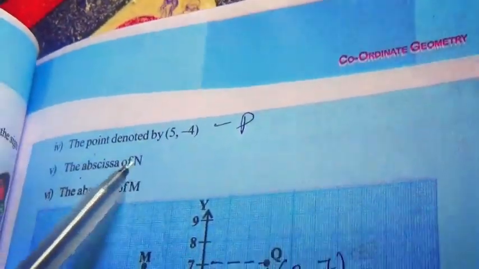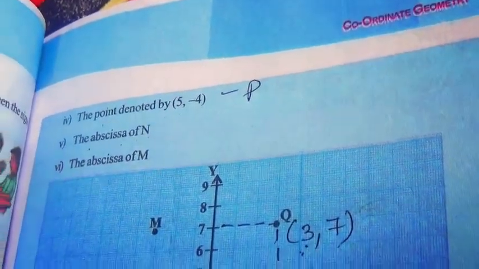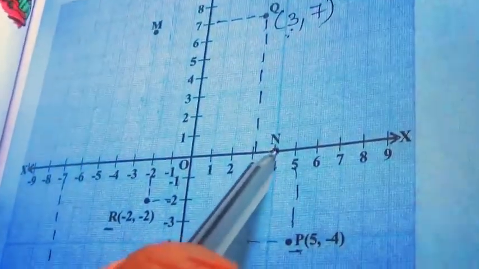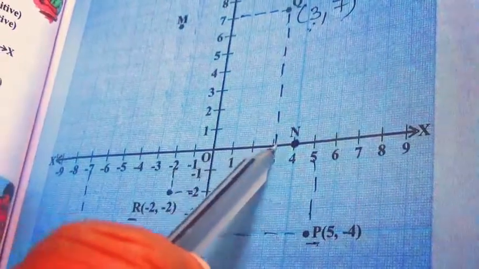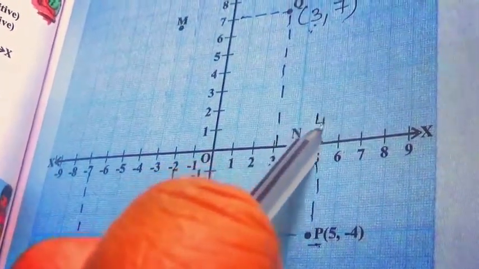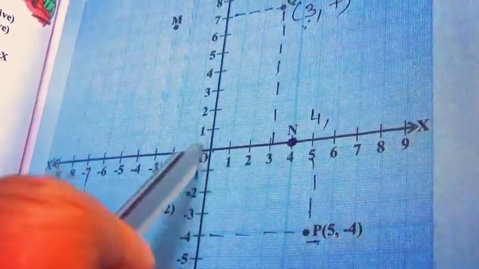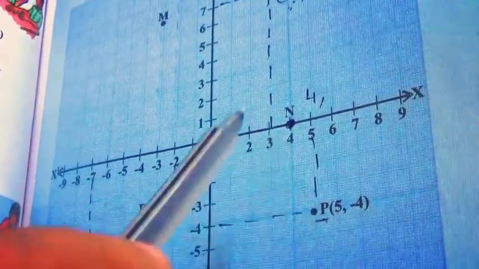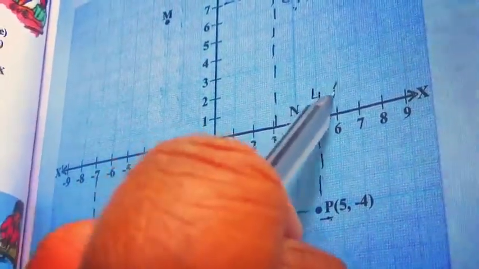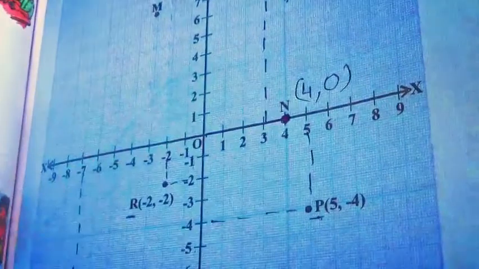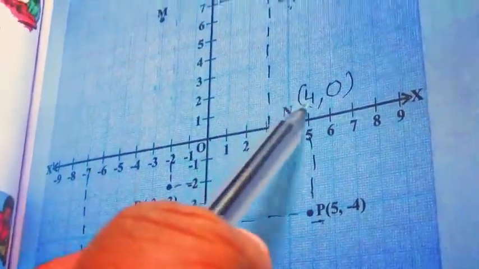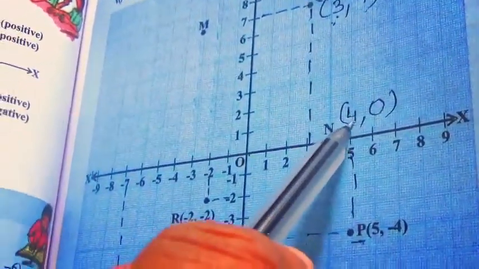The abscissa of N. Where is N? Here. On the x-axis it is 4. The point lies on the x-axis, hence y becomes 0. So what is the abscissa of N? Abscissa means x coordinate, that is 4.